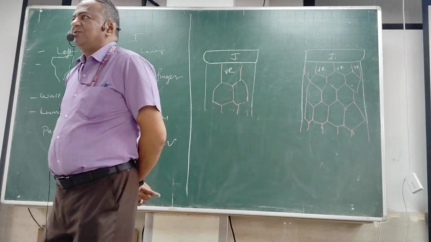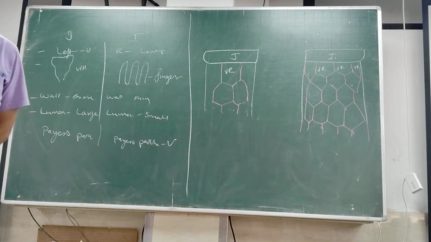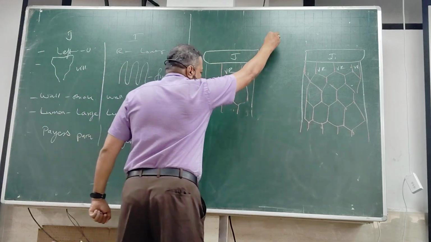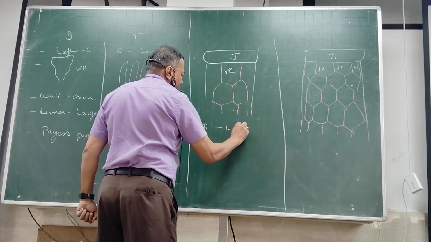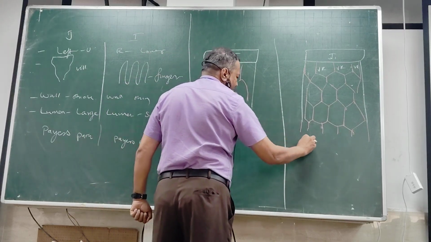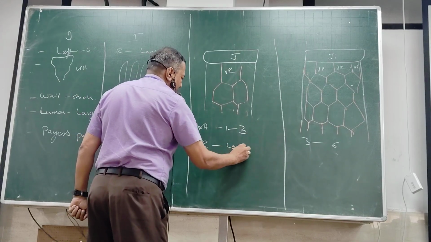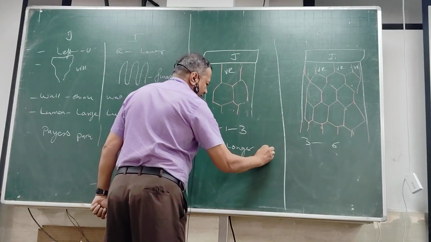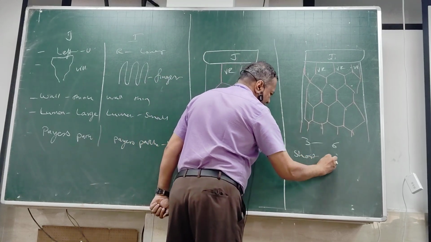Anybody who has not understood, I can repeat again. Vasa recta three to six, and these are the differences of the mesentery. Arterial arcades one to three, arterial arcades three to six, vasa recta longer and vasa recta fewer. Vasa recta are short and many.